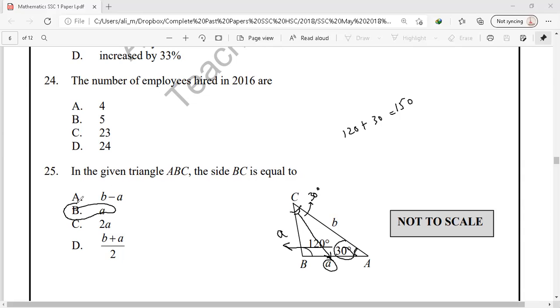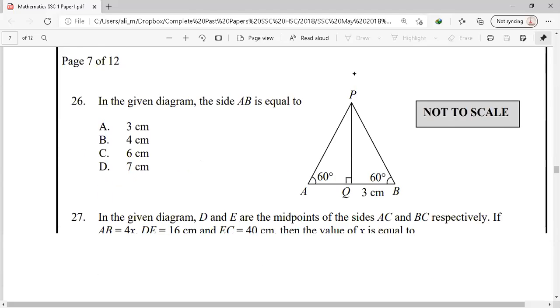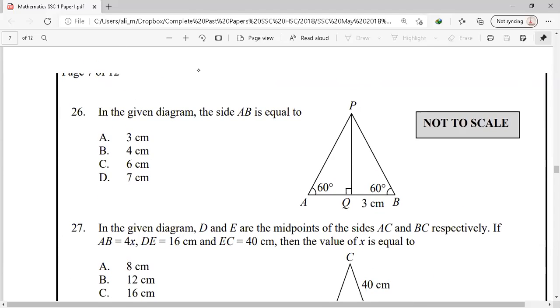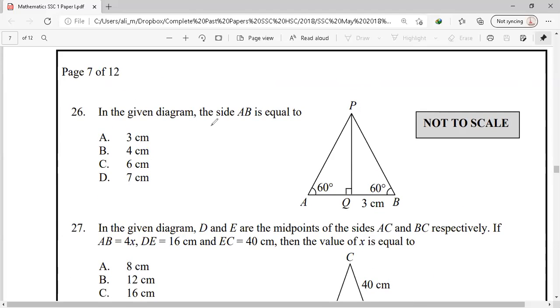25 is B. Let's see the next question, that is question number 26. In question number 26, we have a diagram and we have to find the value of AB. As we can see, this is an isosceles triangle because these two angles are equal. This means that the side opposite to them is also equal. ये दोनों opposite sides भी बराबर होंगी.